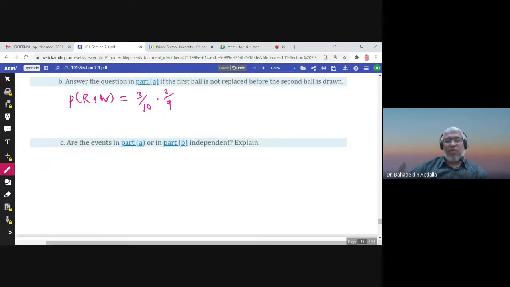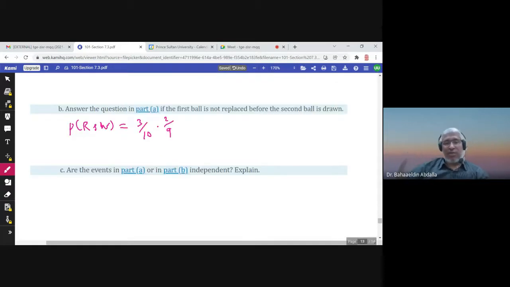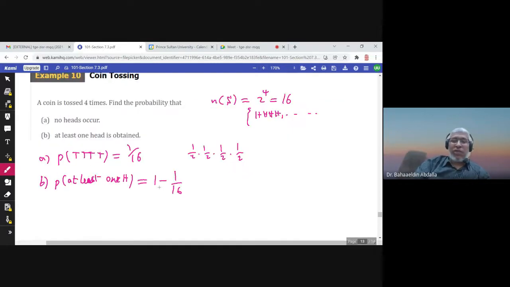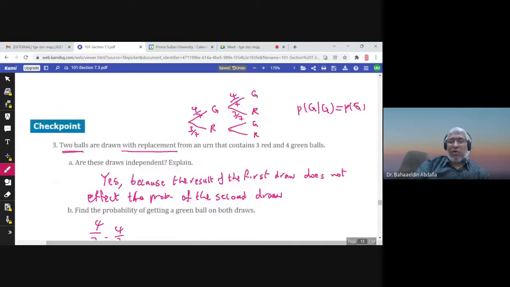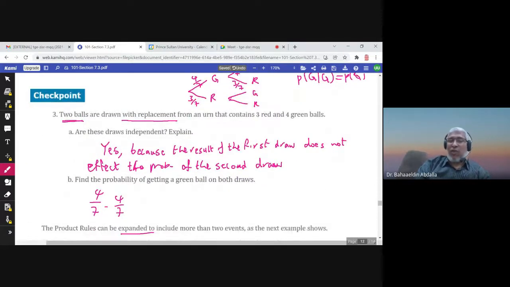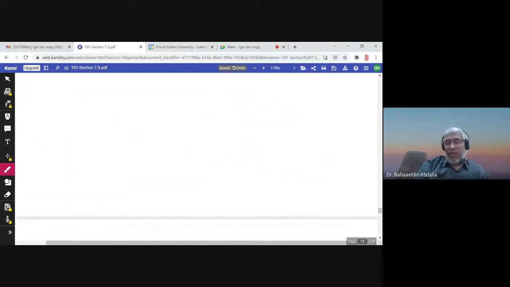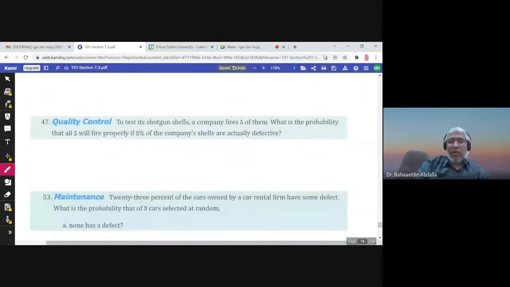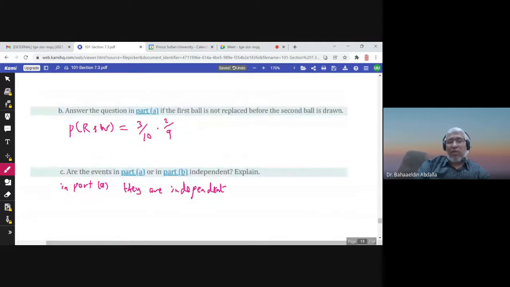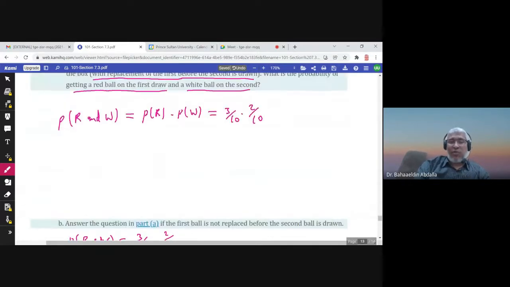Are the events in part A and B independent? In part B, they are not independent. In part A, they are independent. And the reason, as we said exactly here, is that the result of the first draw does not affect the probability of the second draw. So whenever it is with replacement, they would be independent.